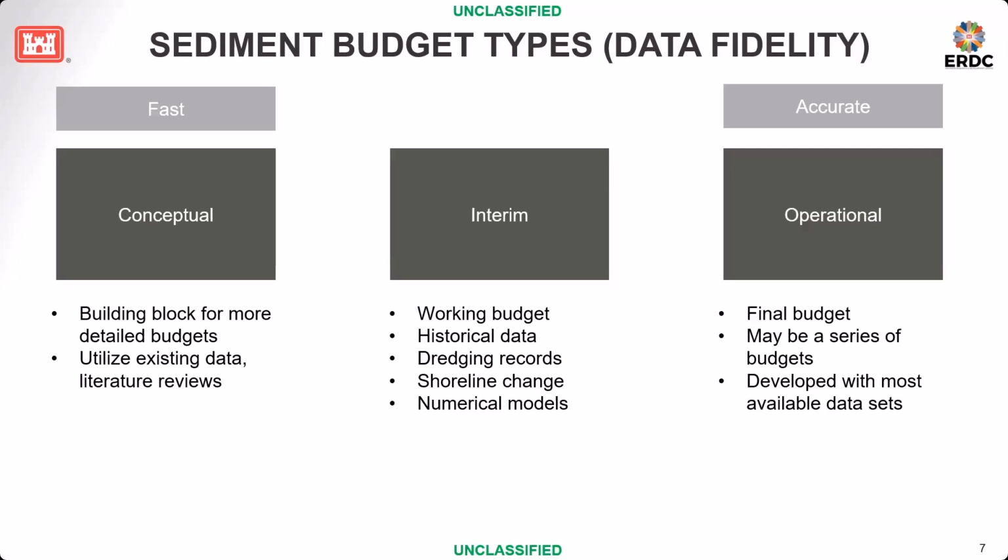From there, you can build on that in the interim budget, and this is where you can start incorporating some historical data. Maybe we've pulled some dredging records. We've taken our CSAT results, so we've gone in and seen what's the rate of shoaling in these inlets. Looking at our shoreline change over time, whether that's from remote sensing products or from running some numerical models such as GenCade. And then finally, we can build on that even more into our operational budget.